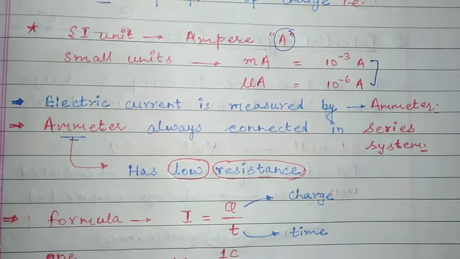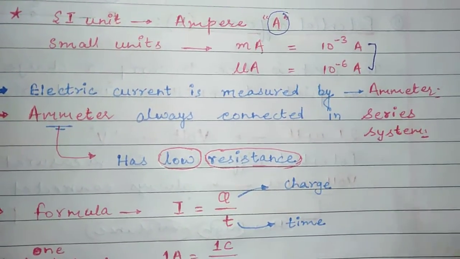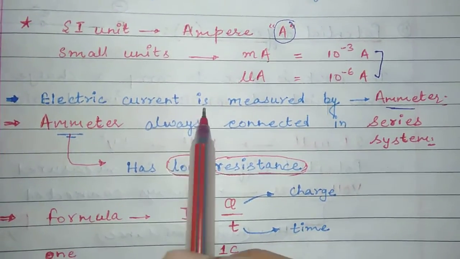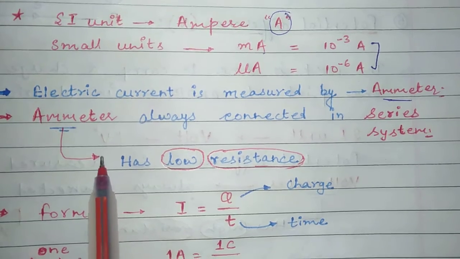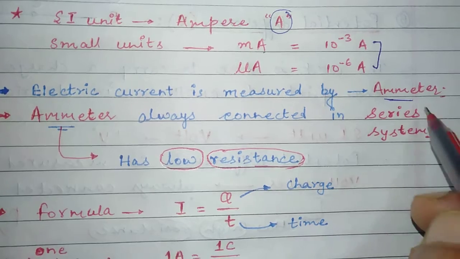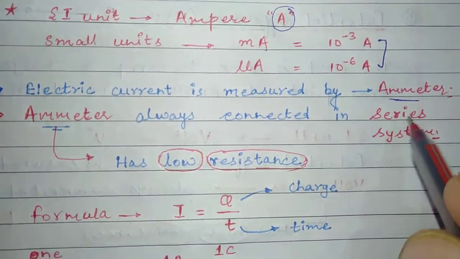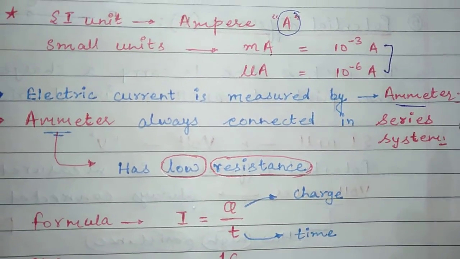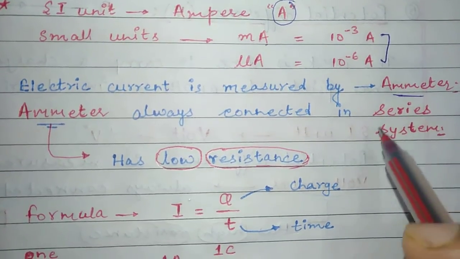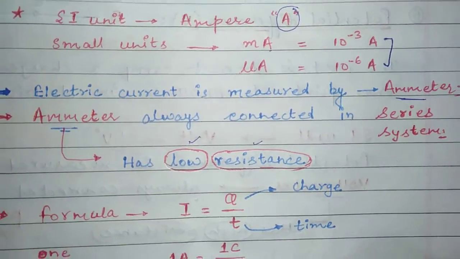Then students, we will discuss how we can measure the electric current. For that we require the ammeter. When we connect the ammeter in a circuit, it is always connected in series. So why do we always connect the ammeter in series? Because the resistance of the ammeter is low.